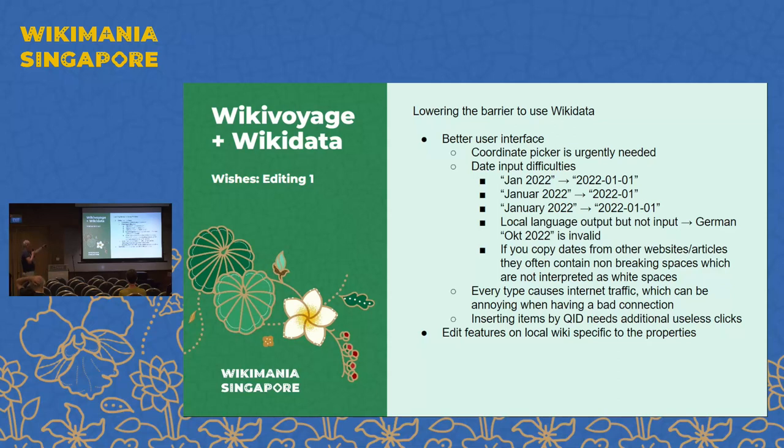And even if you see, you have different inputs for date values that result in different values on Wikidata. So if you just type Jan, it's created as a date. If you write January, yeah, it's a German one, it's just the month. And the date output is with localization, but if you want to type in local values, it's not recognized. So the German October is shown to you, but you cannot input it.